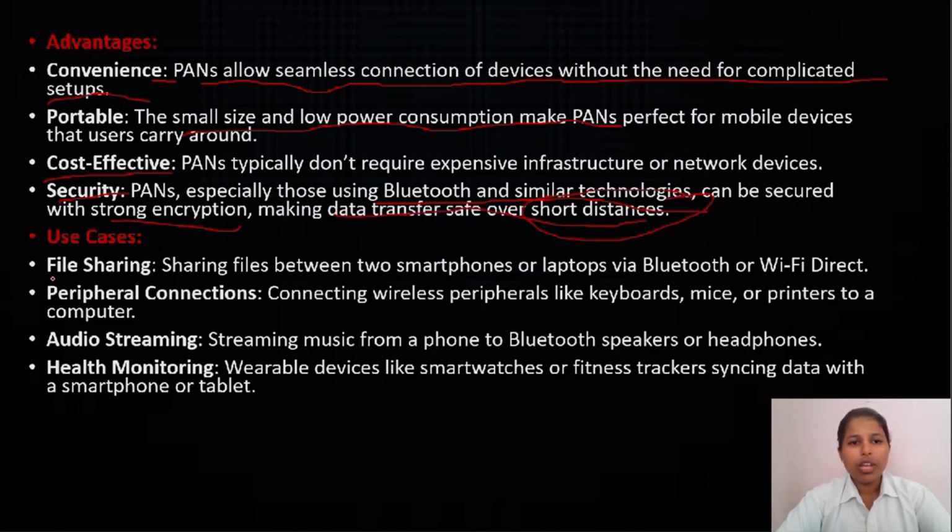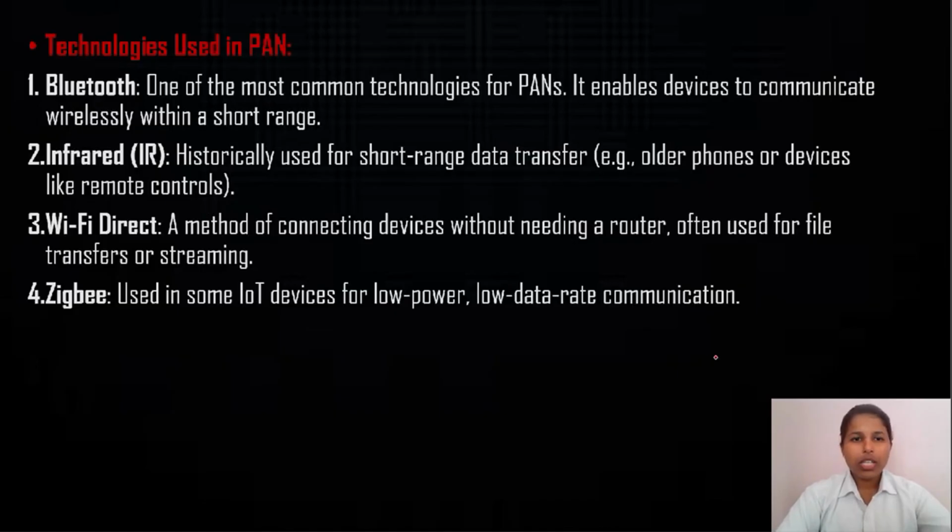And for the use cases, we use it for file sharing and wireless peripheral connections, like a keyboard, mouse or printer, audio streaming, and health monitoring, where we are using our smartwatches, fitness trackers and smartphones. So these are the advantages and use cases of the PAN. The technologies used in PANs, as I said, are Bluetooth, infrared, Wi-Fi Direct and ZigBee, which is used for IoT devices for low power, low data communication.